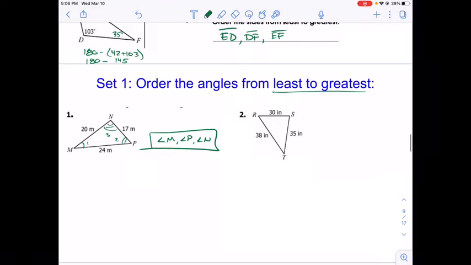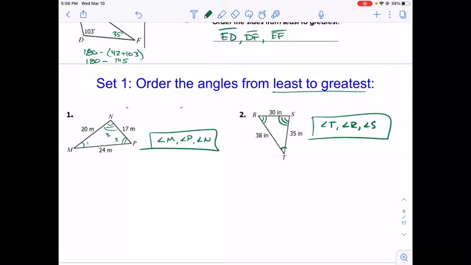Same thing over here. Smallest side is across from the smallest angle, which means this has got to be the smallest. And then the next is 35, so that means R has to be 35, and therefore S has to be 38. So we're going to order these angles from, once again, least to greatest. So I'm going to start with angle 1, so angle T, angle R, and angle S. So that's the correct order here.